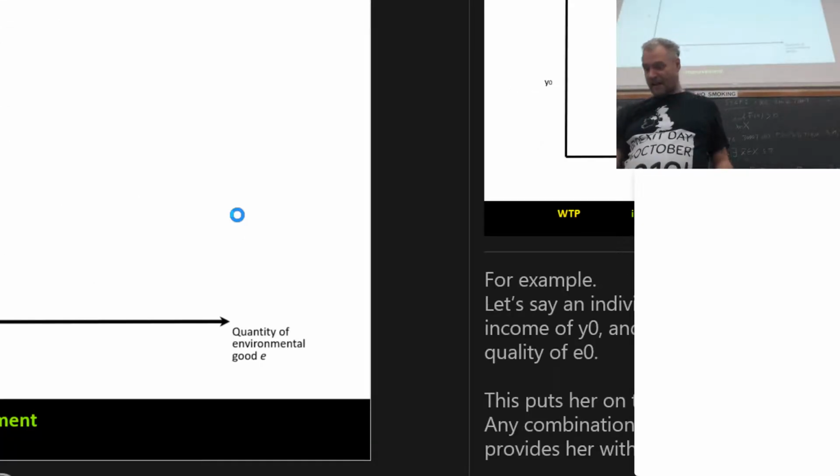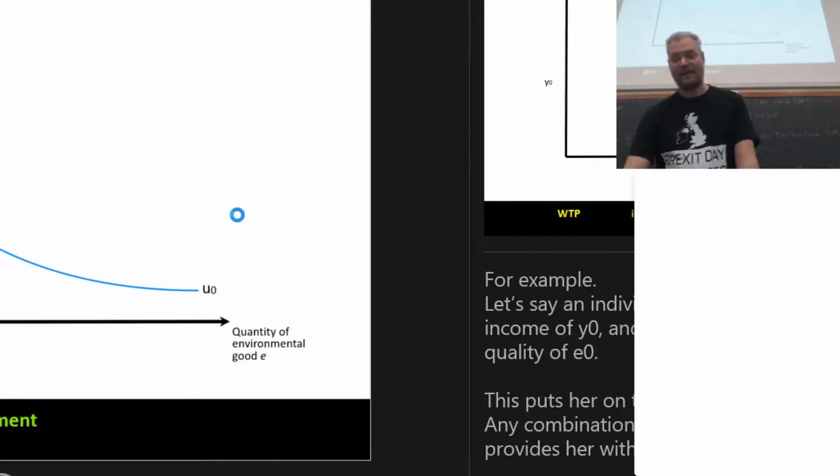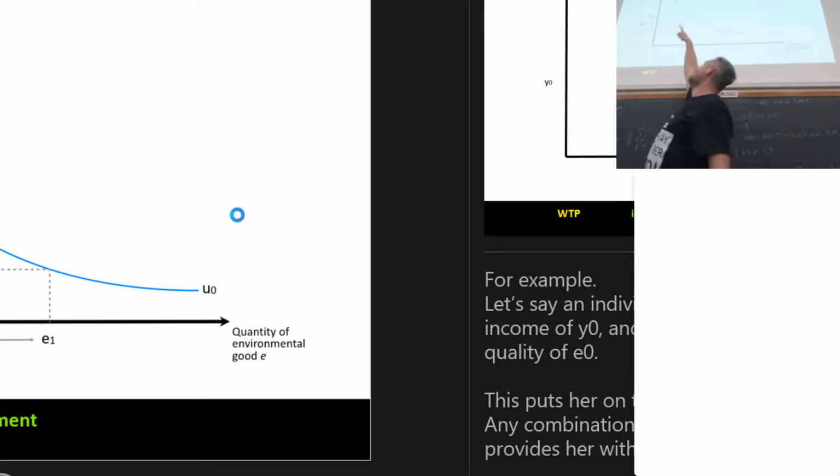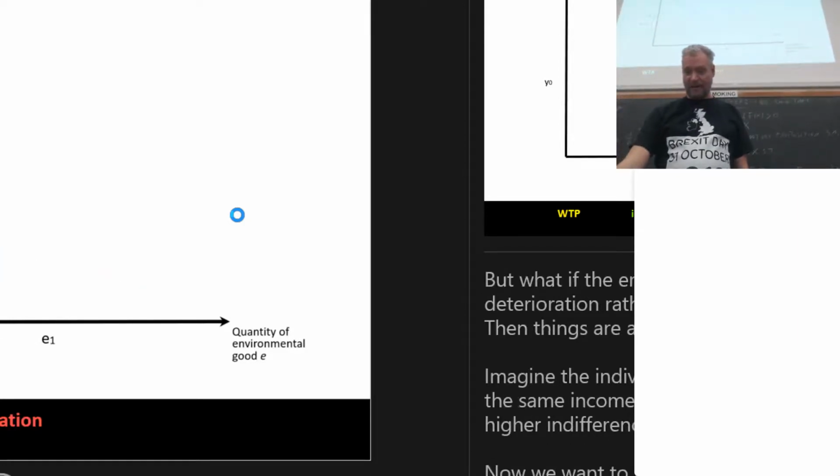It is, and the way this works in a demand curve, the willingness to pay, you're paying for an improvement, right? So your initial situation is E0, your initial income is Y0, and then in the end you have more of the stuff but less of your income, right? And your total willingness to pay is the difference in your income. That's the amount of money you want to give up.